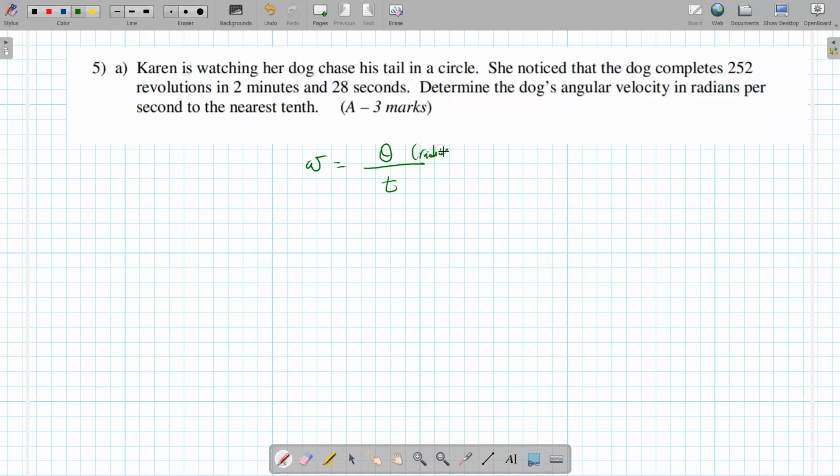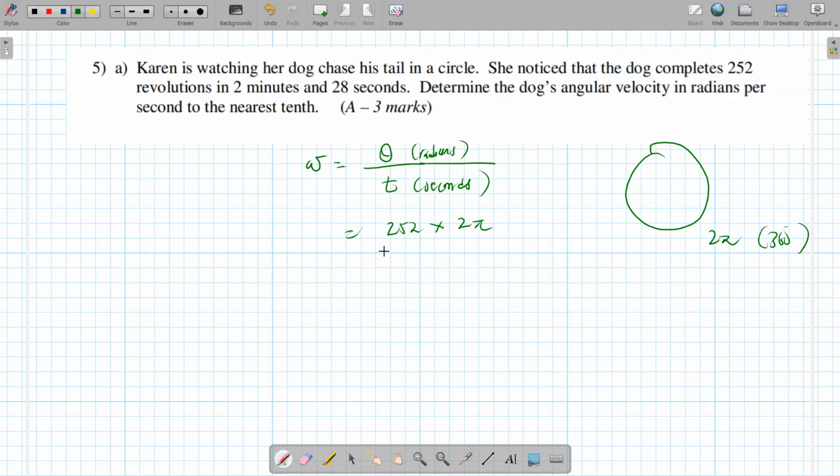We've never done anything like this before. All right, it's not hard. We just do this. So if he does 1 revolution, what's the angle they travel? 2 pi. Every revolution they travel 360 degrees or 2 pi. That means in 252 revolutions, what's the angle they travel? It's going to be 252 times 2 pi.